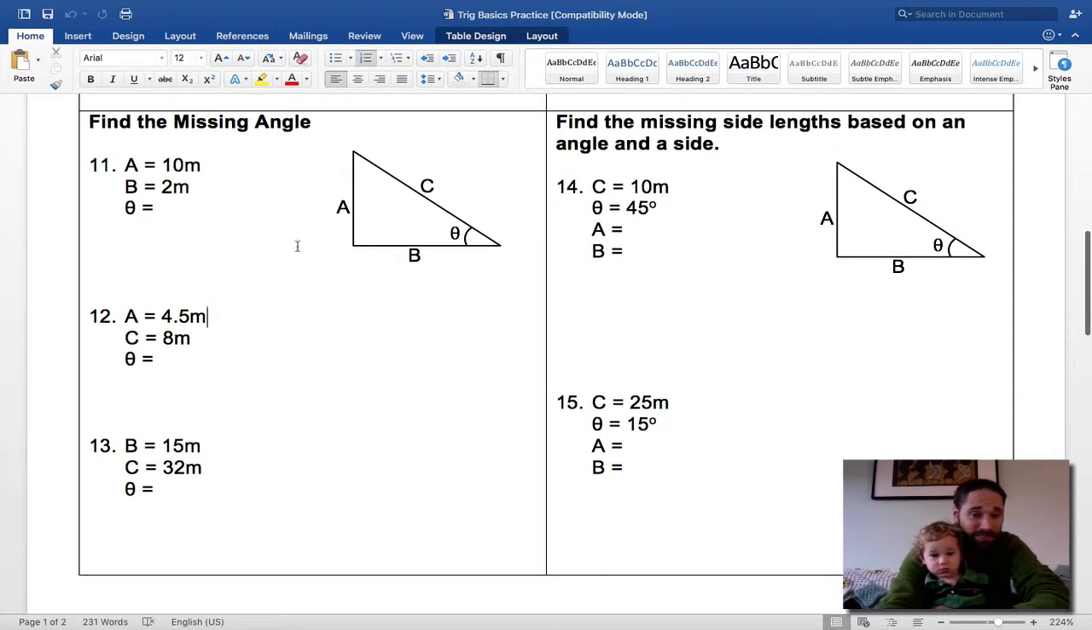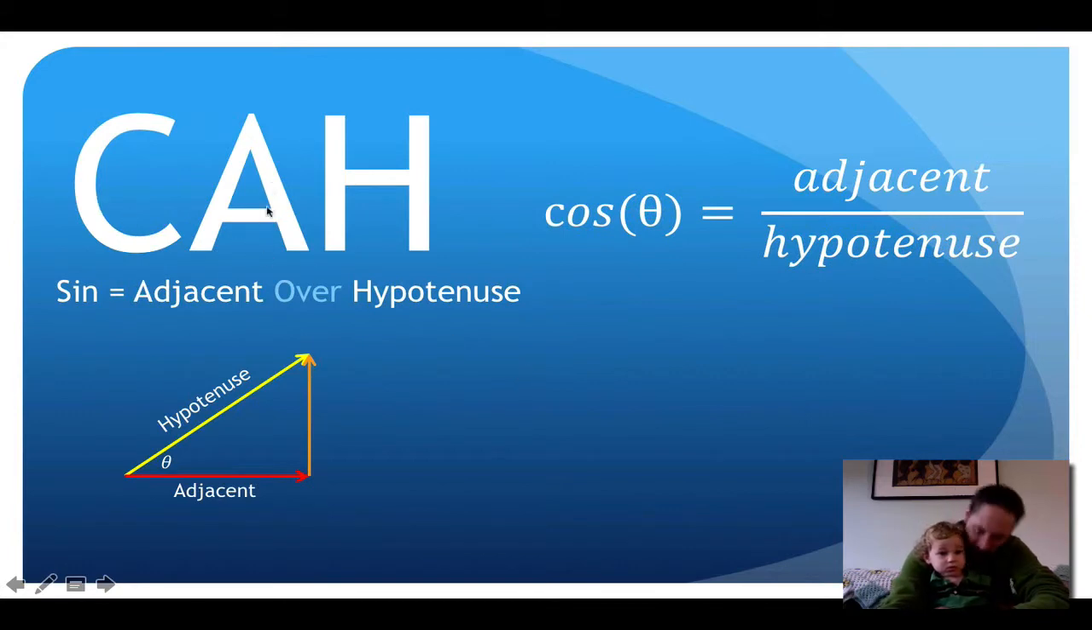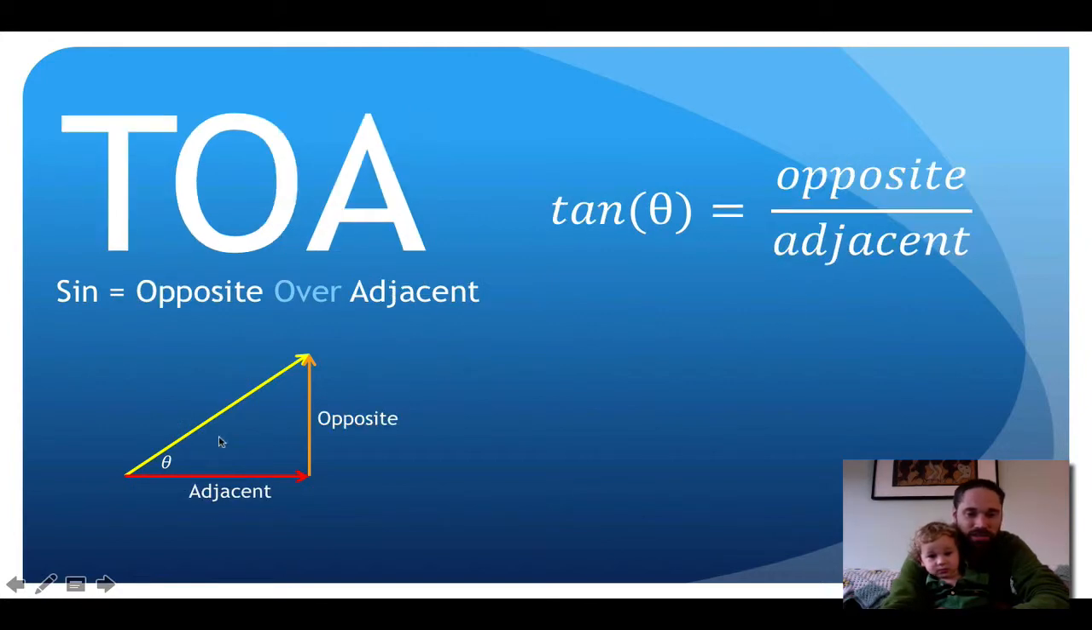If you have a missing angle like this one here, though, we can go ahead and use a different form of sine, cosine, and tangent. So sine is here, so opposite over hypotenuse. Cosine, adjacent over hypotenuse. So adjacent is the one touching the angle. And we can go ahead and do that. And then tangent is the opposite divided by the adjacent.